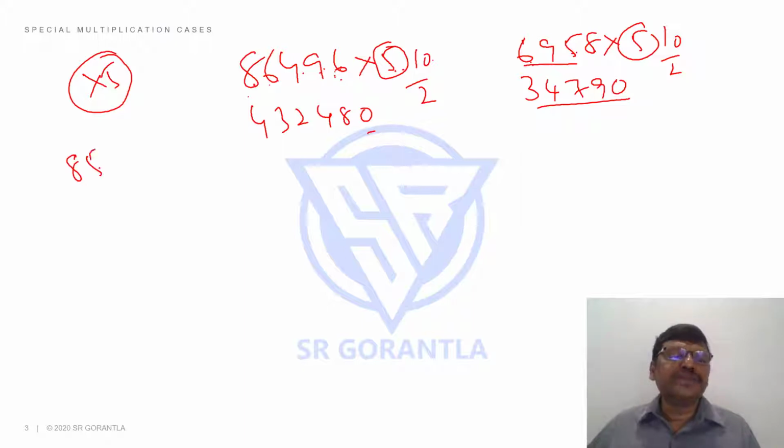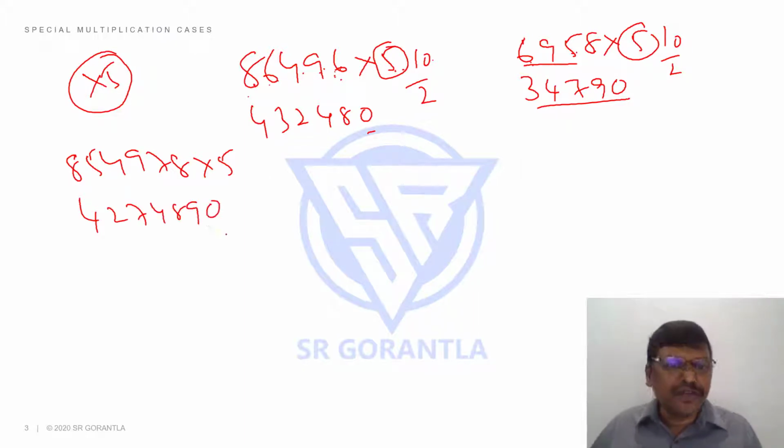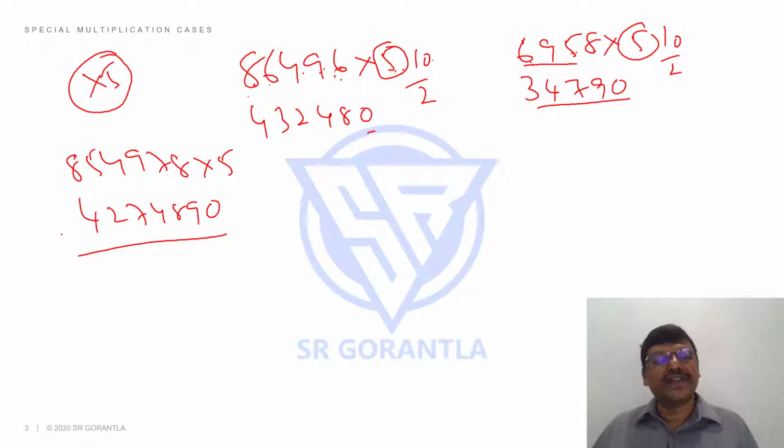854978 into 5. Come on, non-stop you should say. 4 2 7 4 8 9 0. That's how you should say, students. 2 4s, 2 2s, 2 7s, 2 4s, 2 8s 16, 2 9s 0.